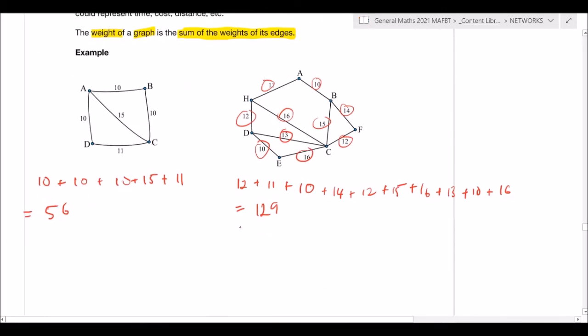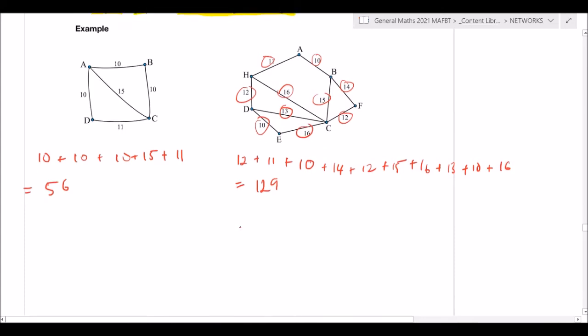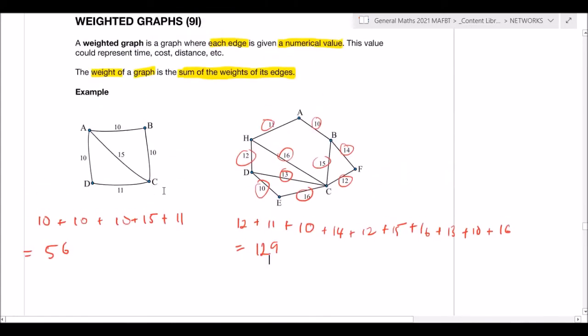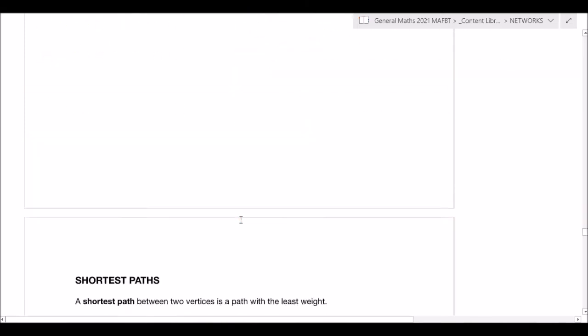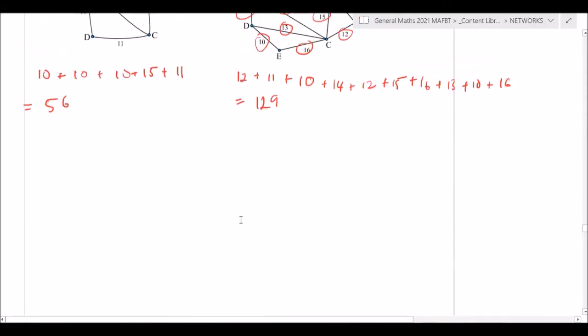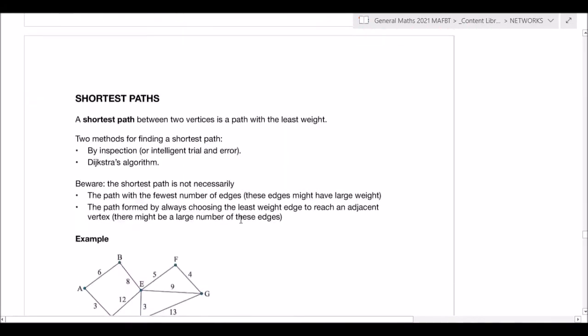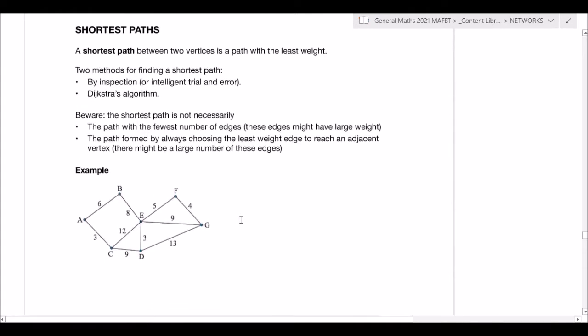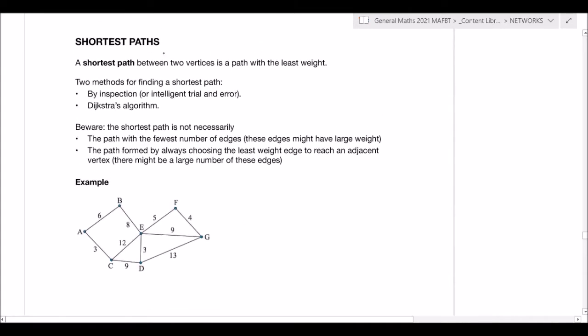Alright, so that's basically how you find the weight of a graph. Just add the value of all the weights of the edges. Okay, so what's that got to do with the network and the graph in total? Well, basically whenever you get a question that's got a weight in it, the idea is you want to find the shortest path between two vertices. And what that's saying is basically finding the path that's got the least weight between both vertices.